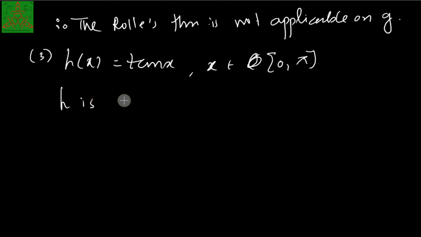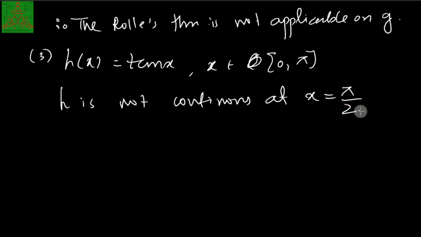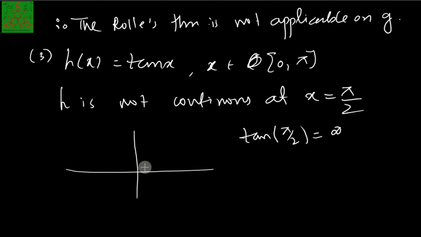So we should know that h is not continuous at x equals pi by 2, because we know that tan of pi by 2 is infinity; it does not exist. If you look at the graph of the tan function, at x equals pi by 2 the graph goes to infinity. So that's why this function h is not continuous at the point pi by 2, which is in this interval. That's why here also we cannot apply Rolle's mean value theorem.